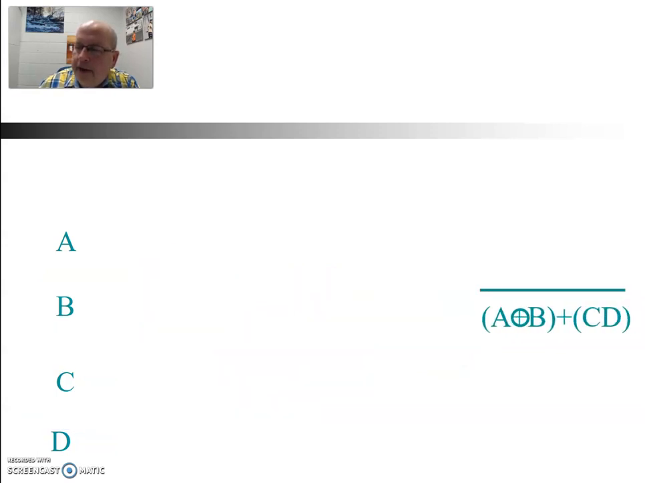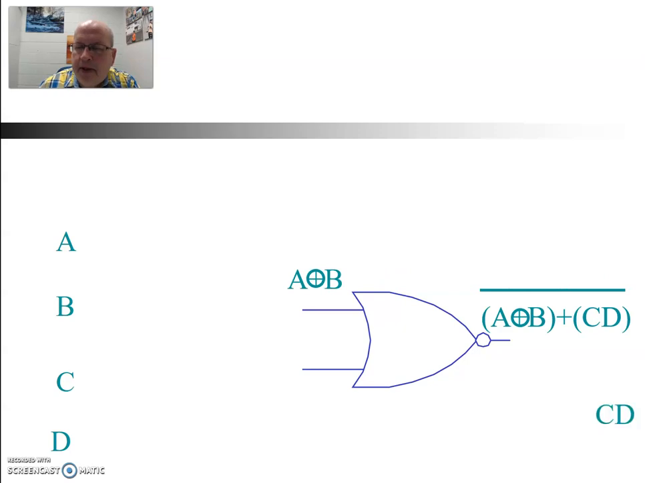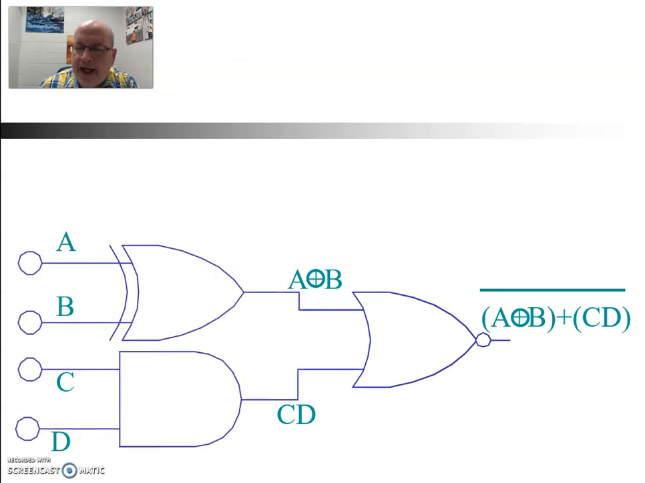Here we have another NOR gate and another overbar, and then notice we have the exclusive OR between A and B. So first of all, we start with a NOR, and then first input would be A exclusive ORed with B, and the second input would be CD. So there's the two inputs. Well, the first one, of course, is simply an exclusive OR, and the CD is an AND gate. So it's just that simple.